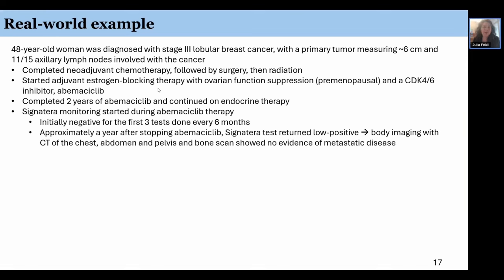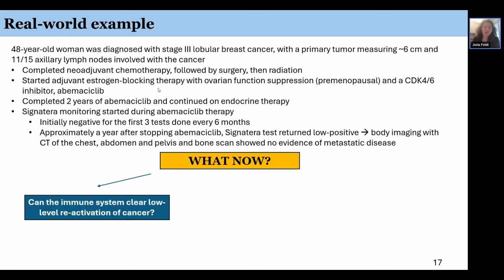So at that point, we did body imaging with CT of the chest, abdomen, and pelvis, and a bone scan that showed no evidence of metastatic disease. So this is a scenario that's going to come up more and more often as these tests are being used more. And this is a scenario where we are not 100% sure what to do. So this is an example where we have technology that's ahead of our knowledge. So what do we do?